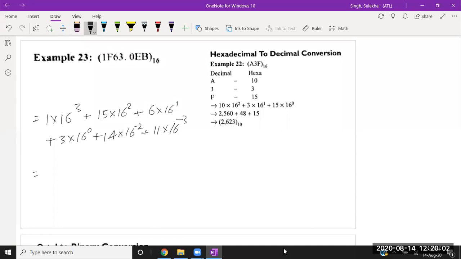If you are calculating 16 cubed, that is 4096. Then 16 squared into 15 is 3840. If you need a calculator for solving these things, you can use it. And this is 16 into 6, that is 96, plus 3. Okay, so when you add these numbers, you will get 8035. Most of you are getting 8035.